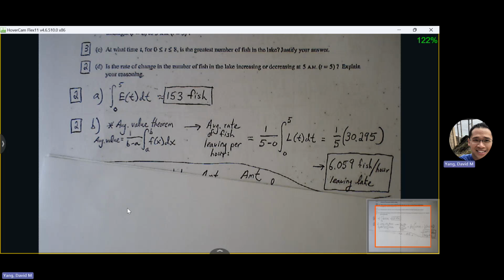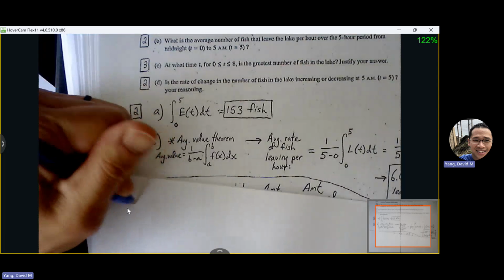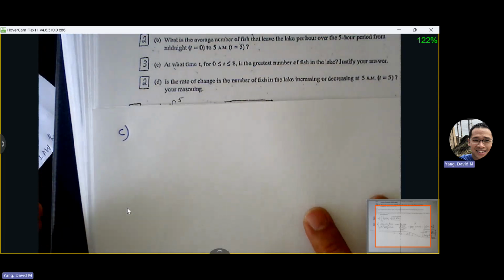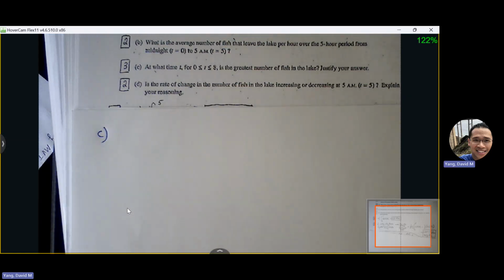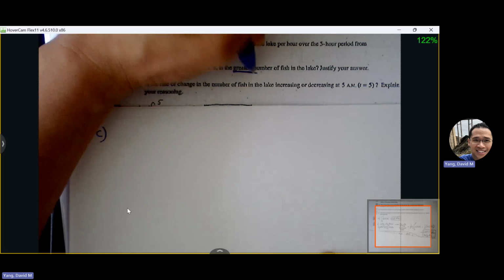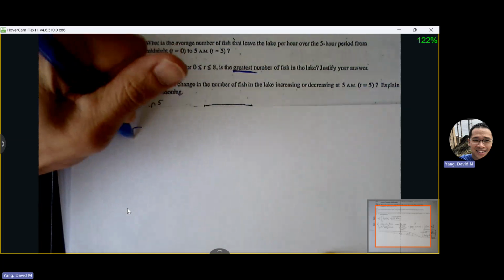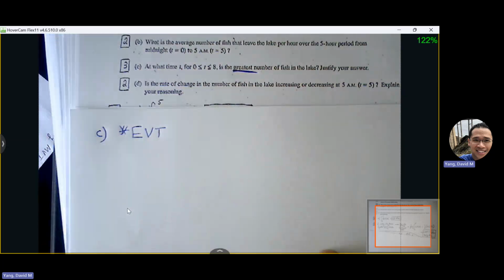Okay. Part C is kind of like the bulk of this problem here. So let's look at part C. Part C says, at what time is the greatest number of fish in the lake? So we see that word there, greatest number. That should clue us in that they're trying to get us to use extreme value theorem because of that word greatest. We're looking for greatest value, least number. The understood word is absolute. It's asking you about absolute max and absolute min.